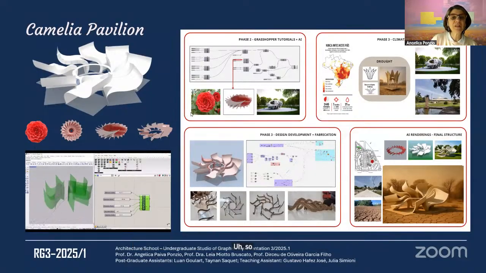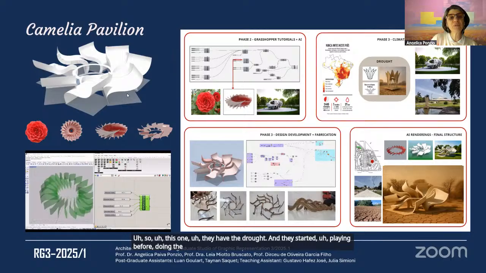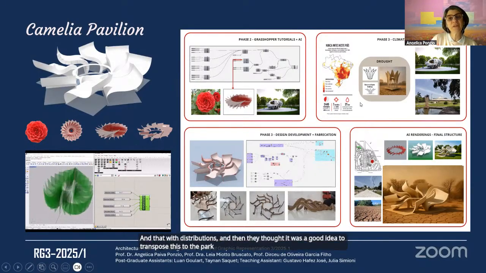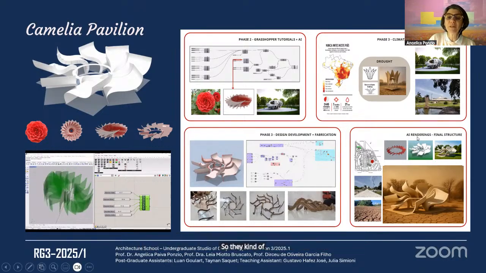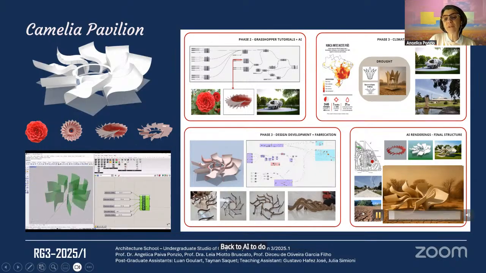So this one, they have the drought, and they started playing before doing the exercise of the tutorials with the flowers and with distributions, and then they thought it was a good idea to transpose this to the park and to their drought situation on this project. So they kind of kept developing the object, and then they did laser fabrication of it, and they put a model in thinking of the structure, and then back to AI to do the renderings and some animations.